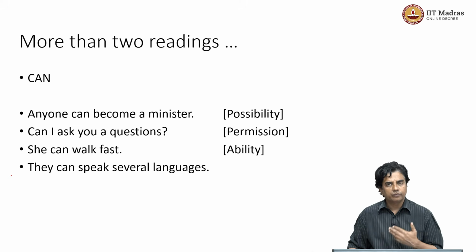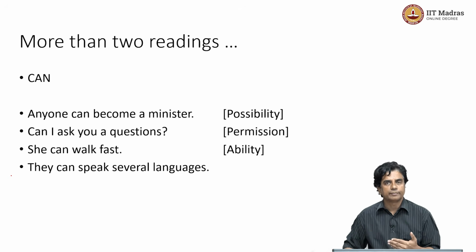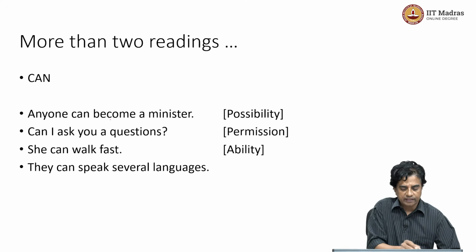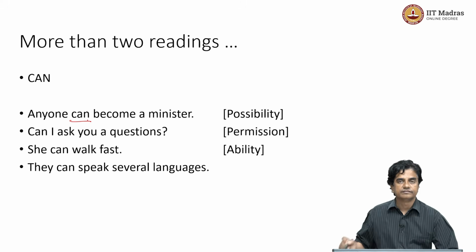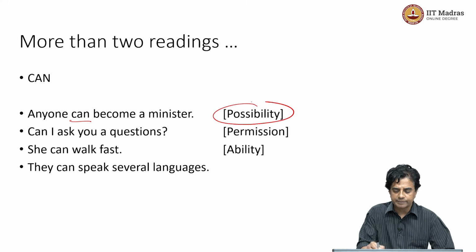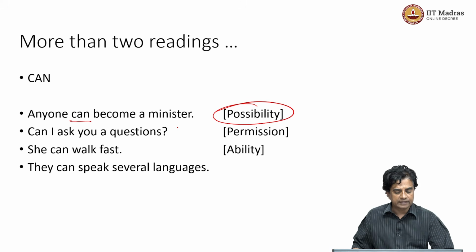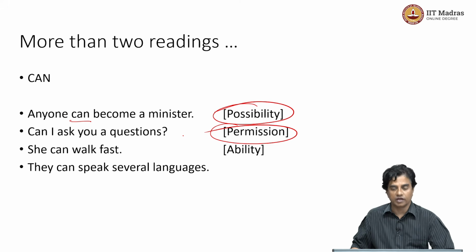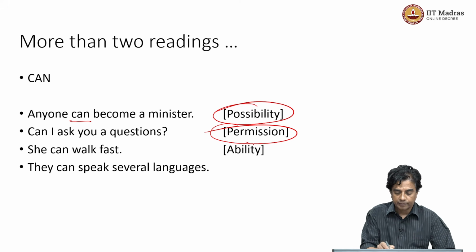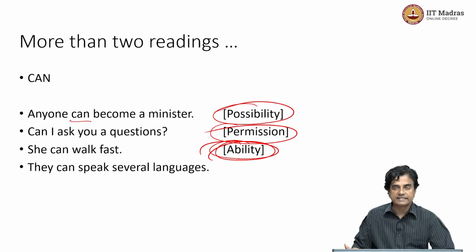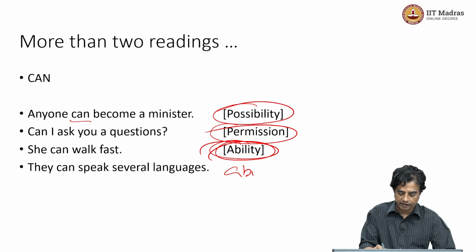Now if you go through our examples and pause and see how we want you to do exercises, like "Anyone can become a minister." If you hear this sentence, underline this one and think about the meaning of this sentence. This is talking about a possibility. "Can I ask you a question?" This is seeking permission. "She can walk fast," indicating ability to do something. "They can speak several languages." Again, ability.